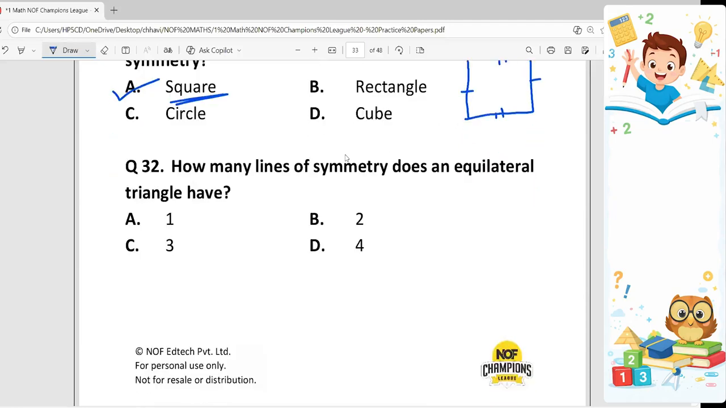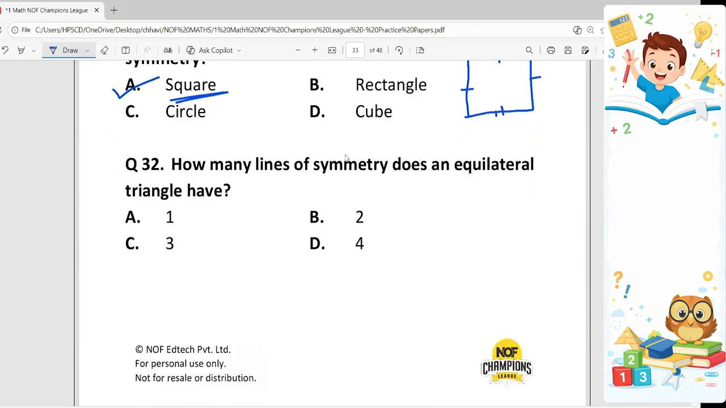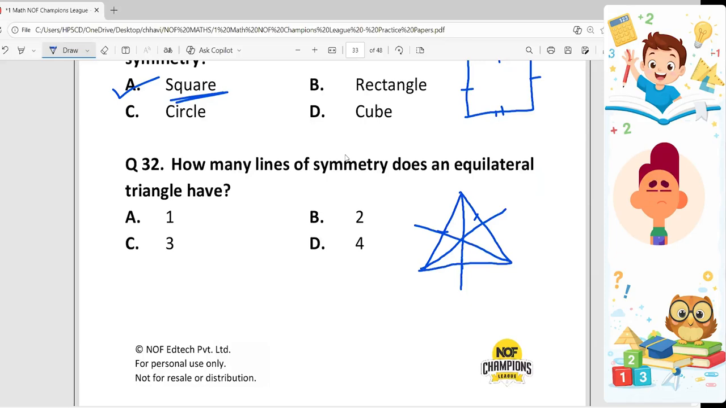How many lines of symmetry does an equilateral triangle have? Equilateral triangle, what is it? Equilateral triangle is a triangle which has all the sides equal. All three sides are equal. So the line of symmetry which will cross all of them will make equal parts. So there are three lines of symmetry which an equilateral triangle will have. Option C is the correct answer.